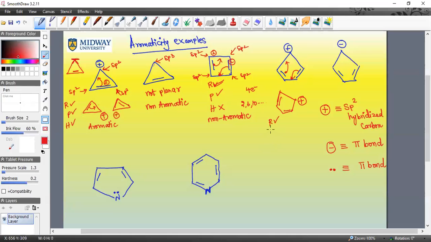Does it pass planarity? Yeah. Yes, the positive charge is sp2. The rest is all sp2. Right? So it passes planarity. Again, it fails. Positive means no electrons, so that means you only have 4 electrons total, so it fails Huckel's rule. So it's not aromatic.